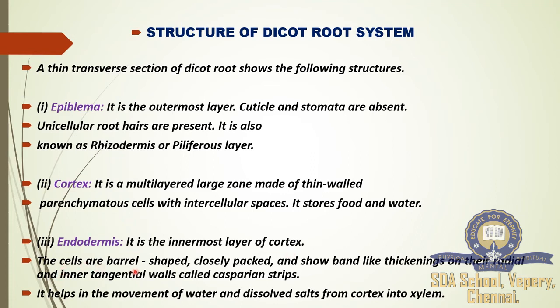The cells are barrel shaped, closely packed, and show band-like thickening on the radial and inner tangential walls called Casparian strips. So it has a barrel-like structure. It helps in the movement of water and dissolved salts from the cortex into the xylem. So it is helping the xylem when the minerals and water are coming through; it dissolves the minerals and gives them out throughout the plant for growth.